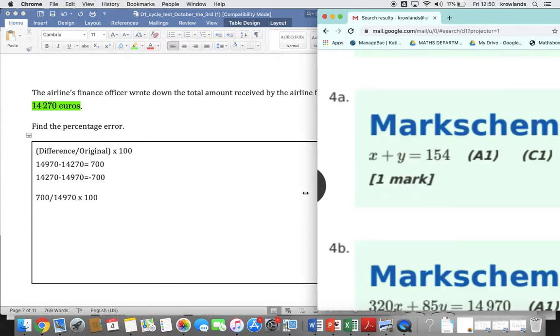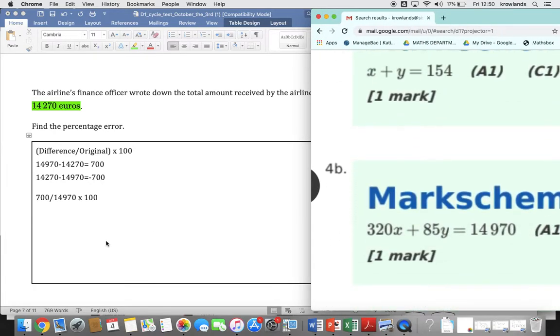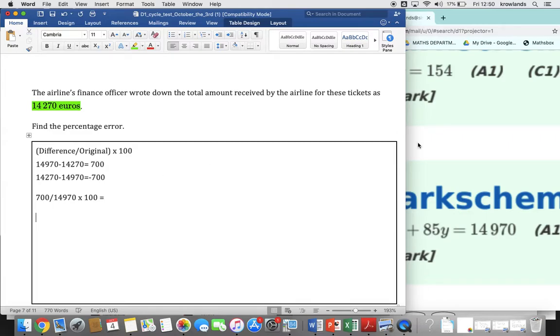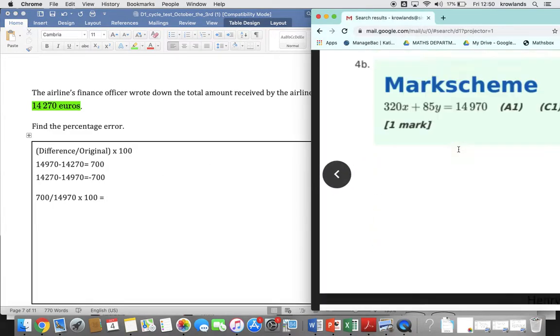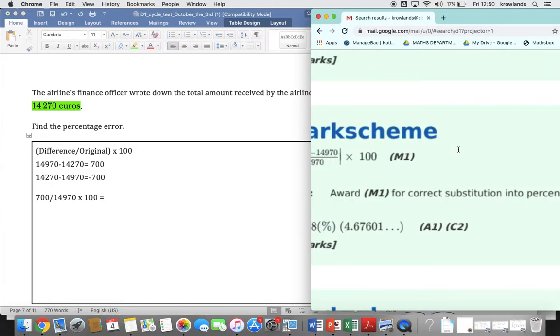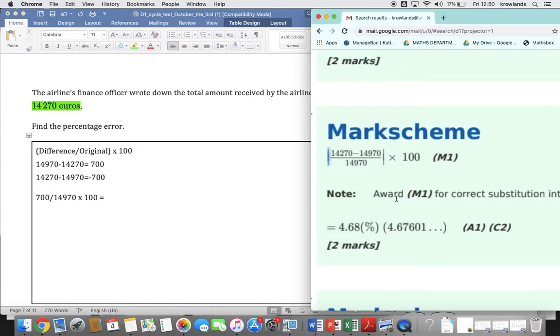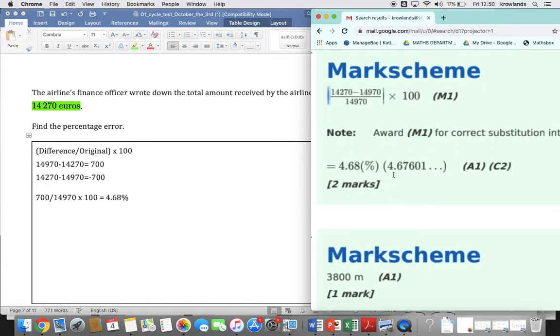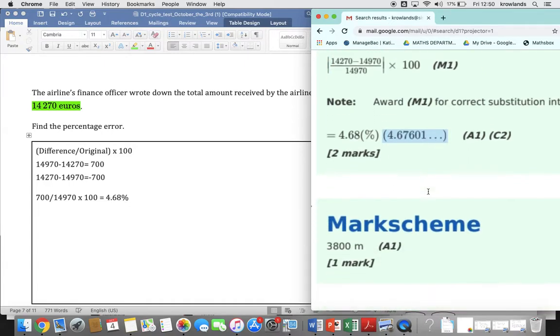So you get 1 mark if you write down this, and then you get your second mark if you get the actual answer. So the actual answer for this question is going to be following. 4.68%. And it said you can get the mark if you leave it like this, 4.67601.